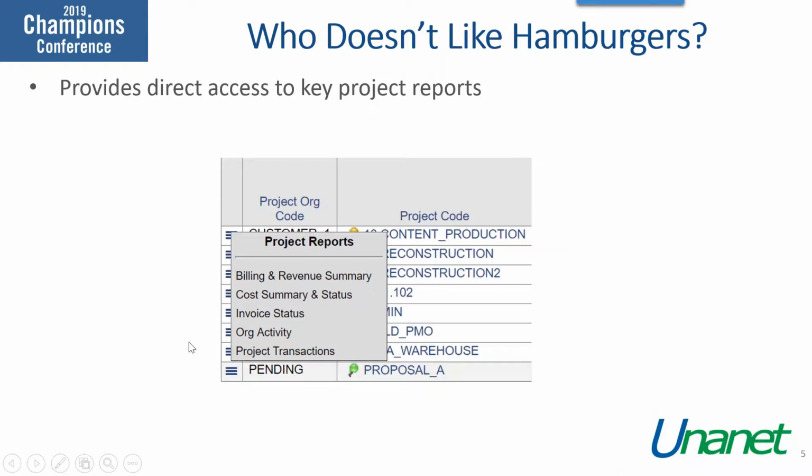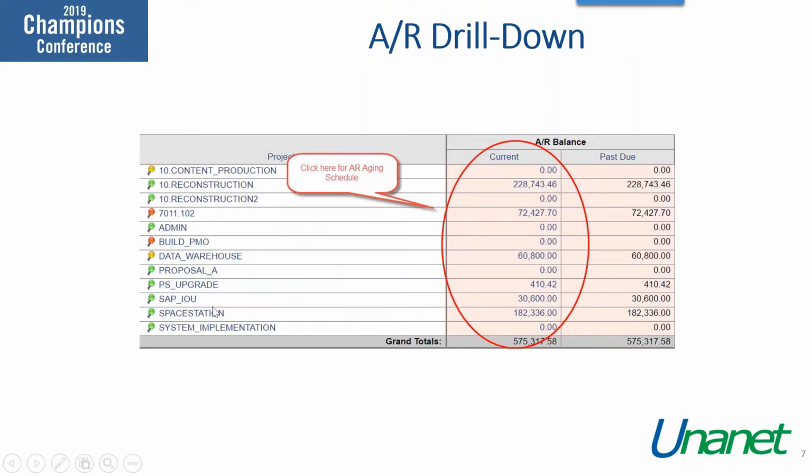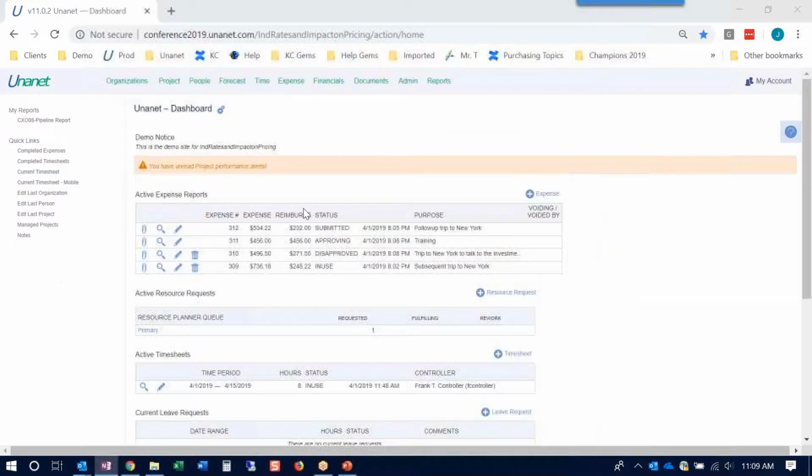Just a couple quick features, and we'll demo these in the system. On the left-hand side, we have this hamburger icon, which gives you direct drill downs to various project-related reports for whichever project you click on the hamburger for. And we also have a project profile drill down. As with most everything, when we see blue text in the system, you can click on it. It's going to take you somewhere. I'll show you what that does when we get in the system. And we have AR drill downs, so you can click on it and drill down to your AR schedule. All right, so that's it for the slides. Let's look in Uninet.